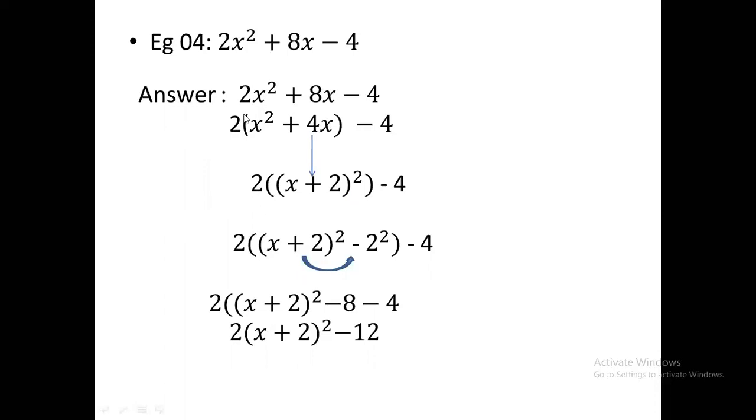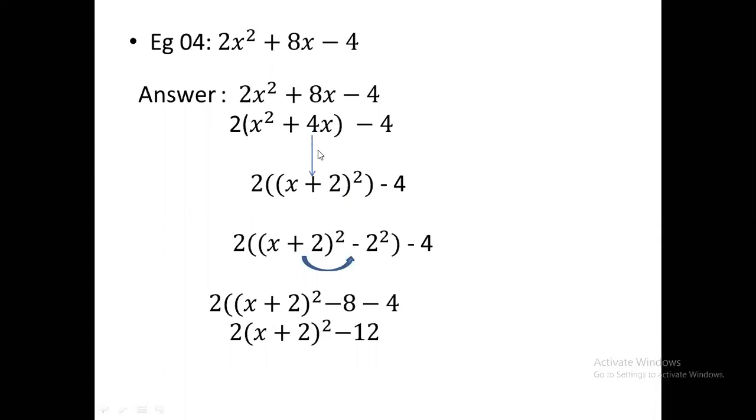Then you can take 2 out. If you take 2 out, 2 into x squared is 2x squared, and 2 into 4x is 8x. You have to take it as a common factor. Write the minus 4 outside the bracket and put a bracket over here. Then we are working out the completed square for this bit.